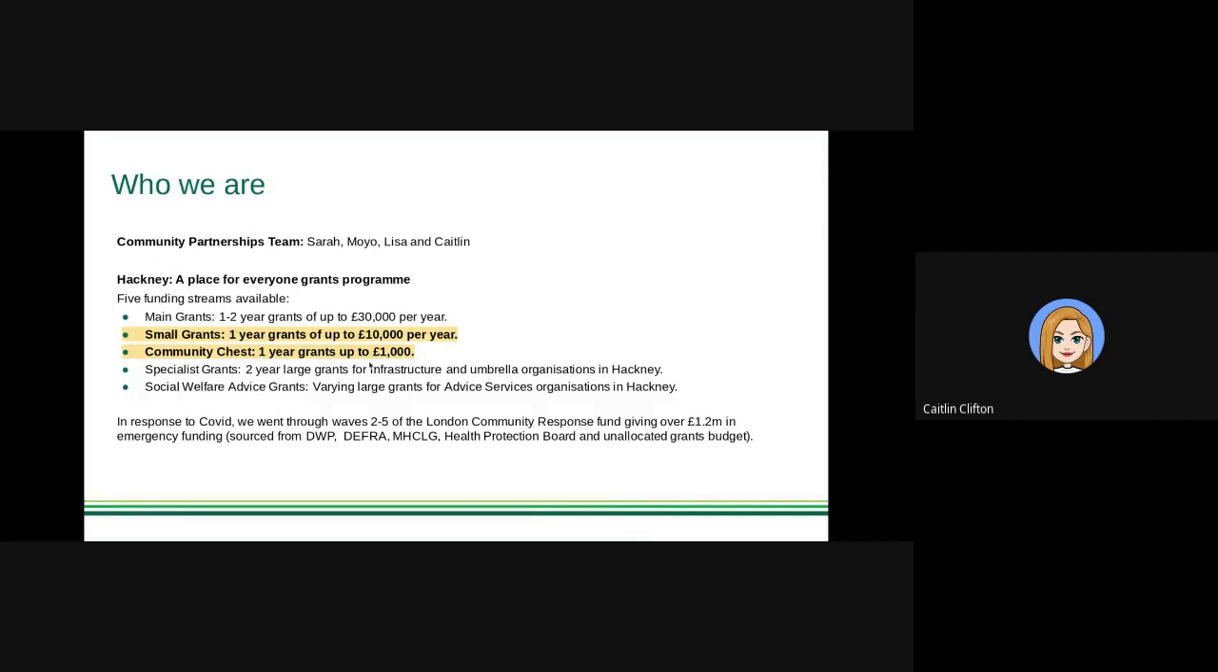We also have specialist grants. So these are 2-year large grants for infrastructure organisations in Hackney. And then we also have a suite of social welfare advice grants, and these are large grants for advice services in Hackney. We've done a lot of grant making since COVID. We went through waves 2 to 5 of the London Community Response Fund and gave over $1.2 million in emergency funding to Hackney.